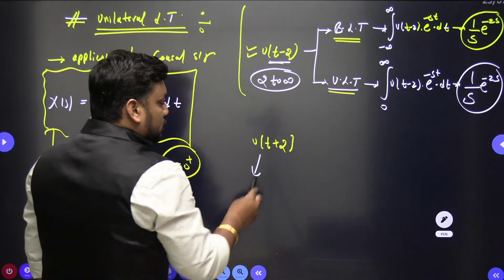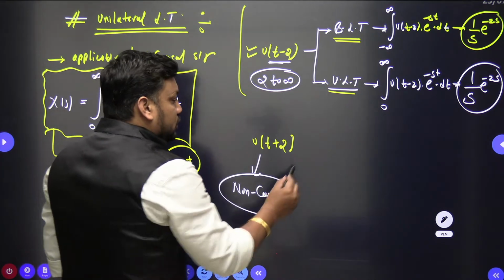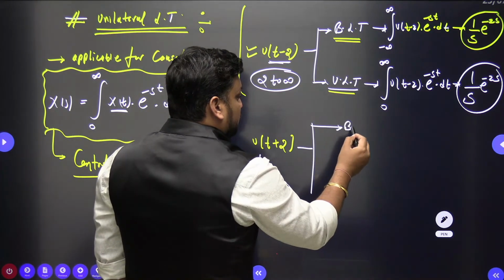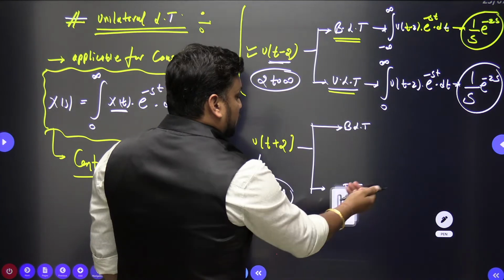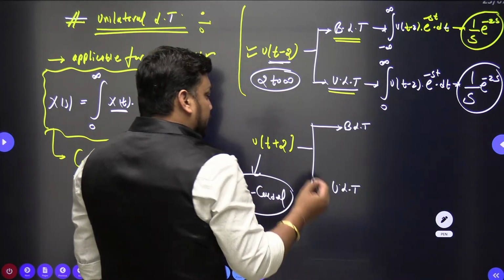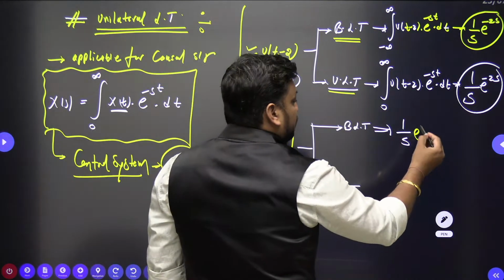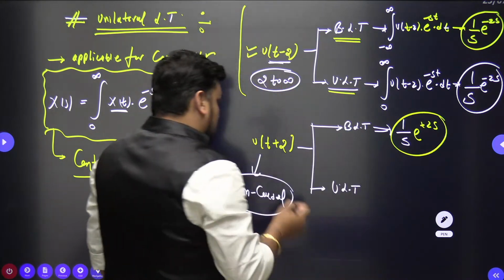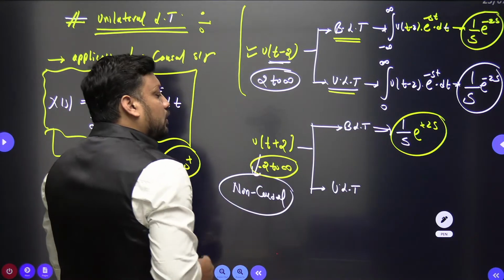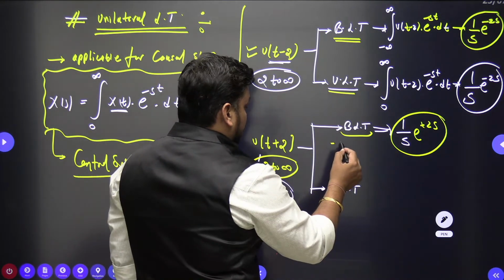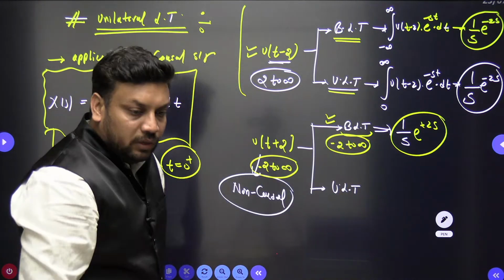Of course u(t plus 2) is non-causal. For this non-causal signal, tell me what is the bilateral Laplace transform and what will be the unilateral Laplace transform? For the bilateral Laplace transform, the property says u(t plus 2) gives 1 by s and e to the power plus 2s. And what is the limit of this? The limit is minus 2 to plus infinity, and because it is the bilateral Laplace transform, it will allow it.